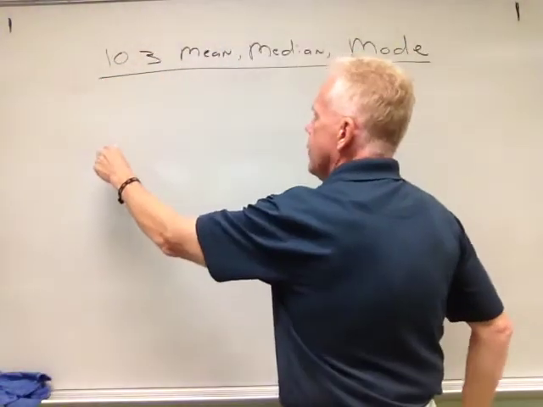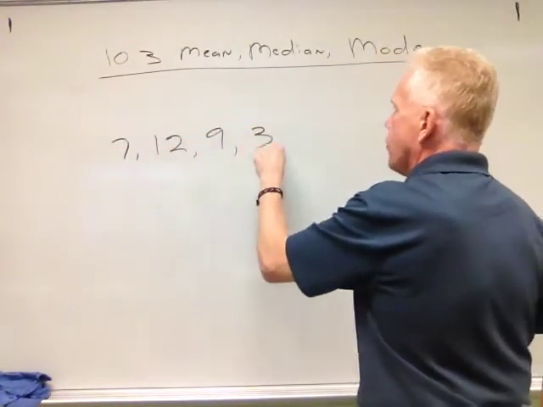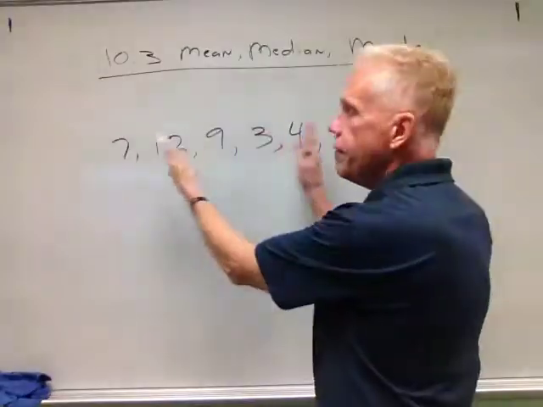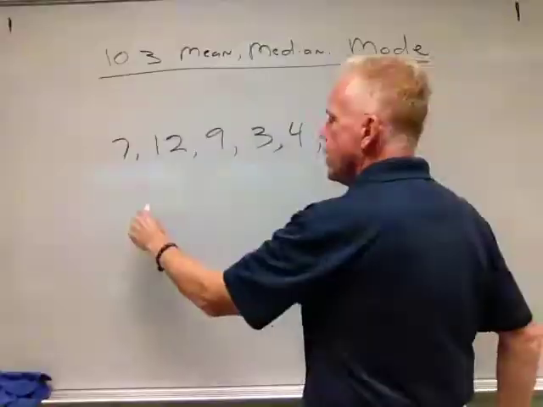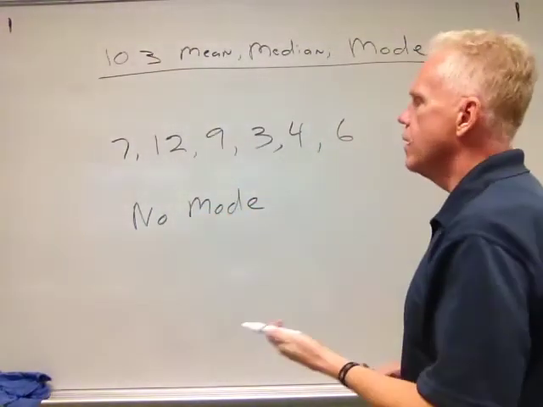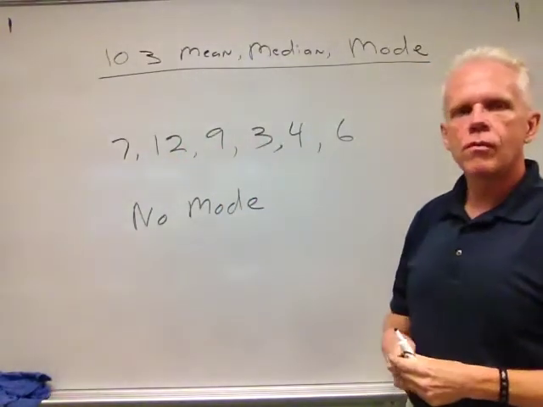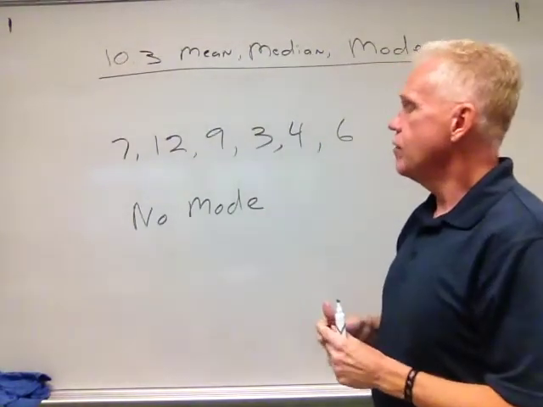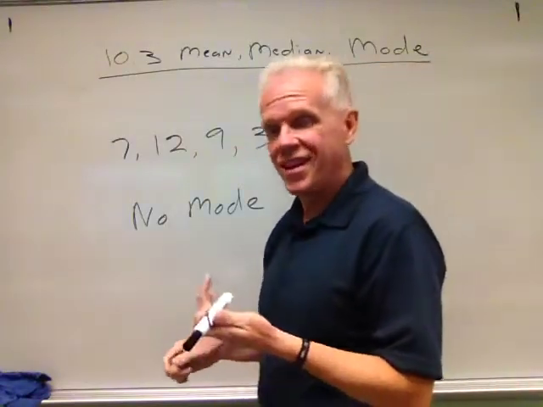If we had 7, 12, 9, 3, 4, 6, nothing appears any more than anything else in this set of data. No element appears any more than any other, so this has no mode. Of course, we could find the mean for it by adding up the numbers and dividing by 6 right here. We could get the mean. We could get the median by putting the data in order and getting to the middle. But this has no mode because nothing appears any more than anything else.